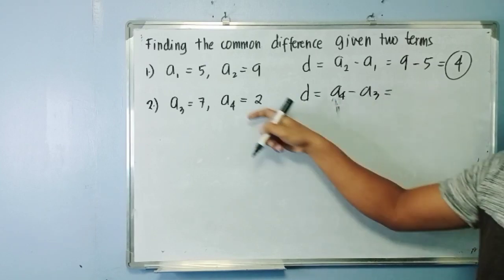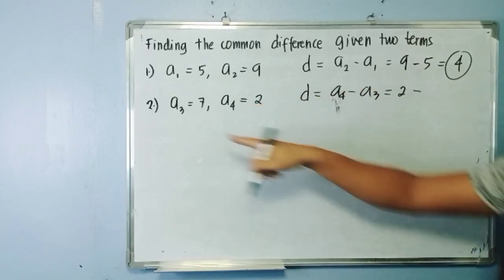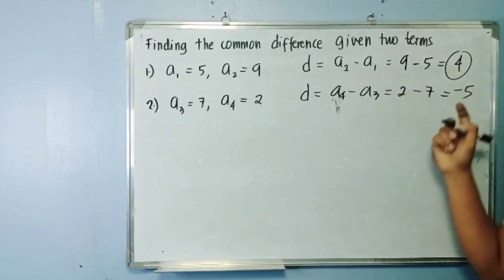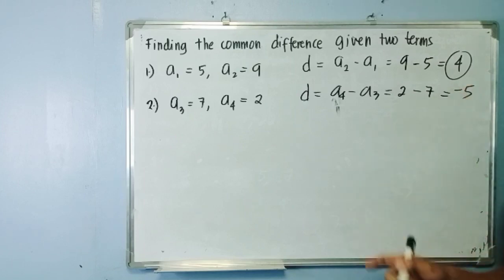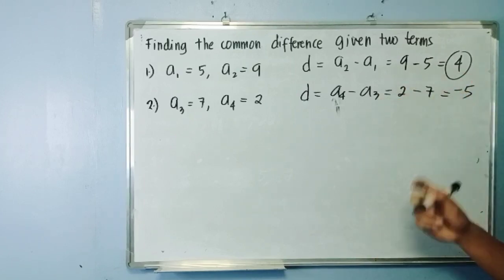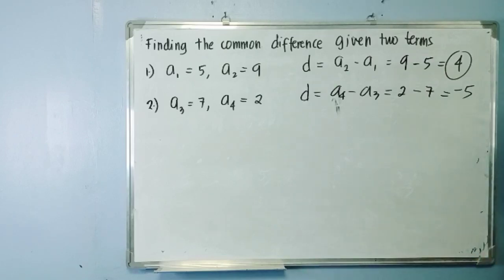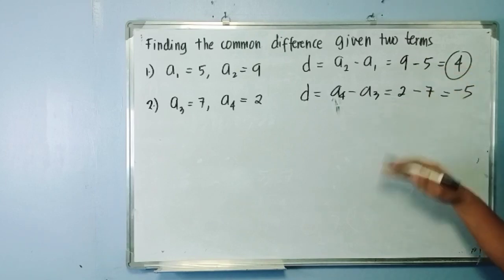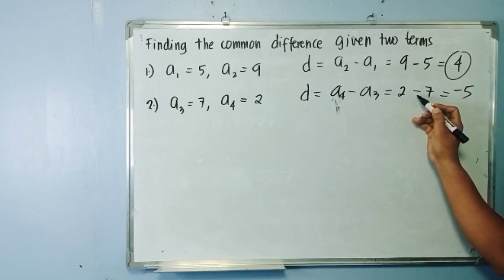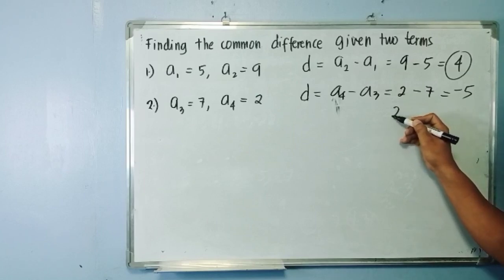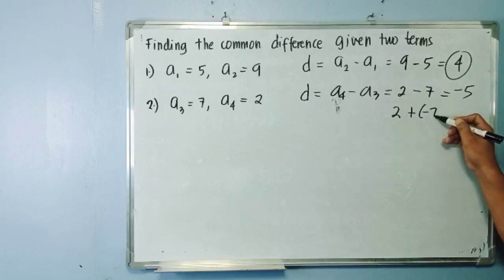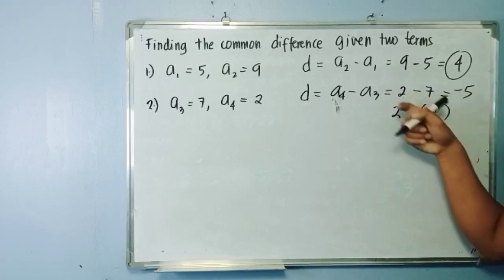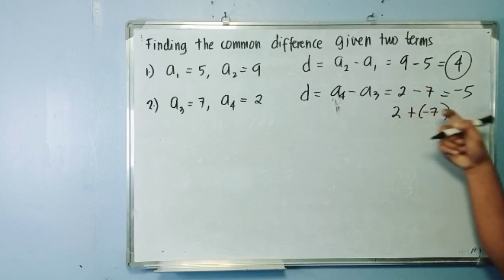What is A sub 4? That's 2. Minus, what is A sub 3? 7. The result is negative 5. 2 minus 7 is negative 5. Having different signs, positive, negative. There's no rule in subtracting integers, but if we want to apply the rules, you're going to change the operation into addition. So this will become 2 plus negative 7. Why? Because positive times negative, negative ra gihapon. So 2 minus 7 is the same as 2 plus negative 7.